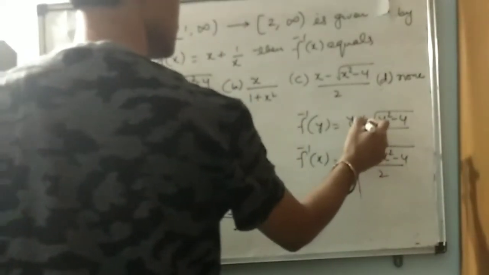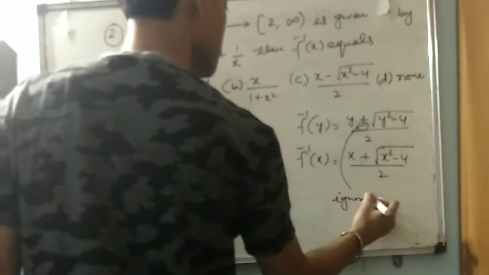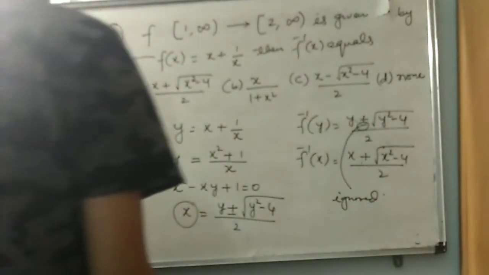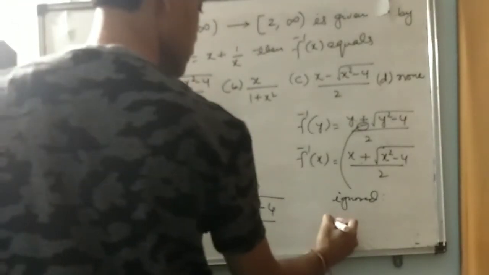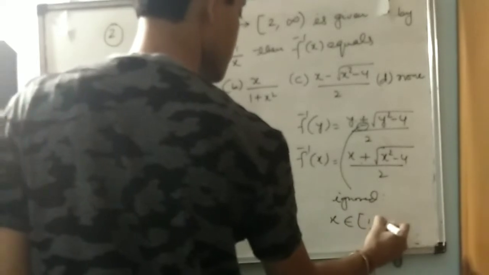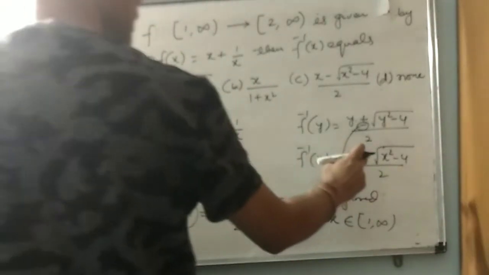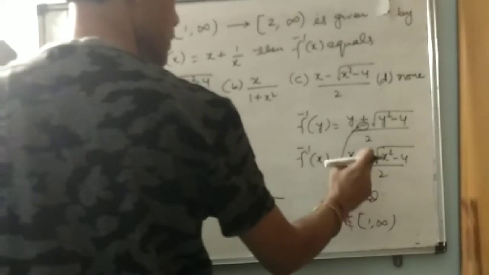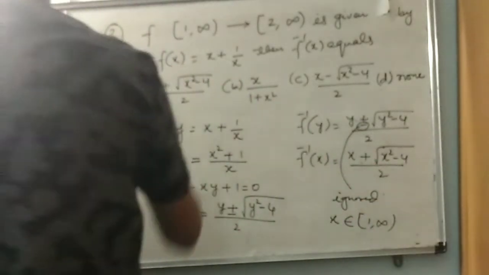The minus sign will be ignored because our x is lying between 1 to infinity. x belongs to 1 to infinity, and if I take the minus sign, then it will be less than 1. Therefore option number A is correct.